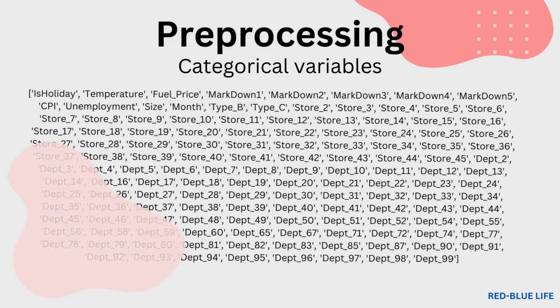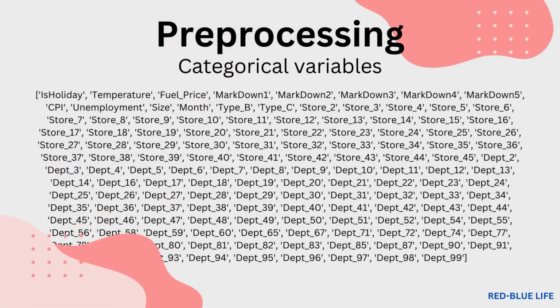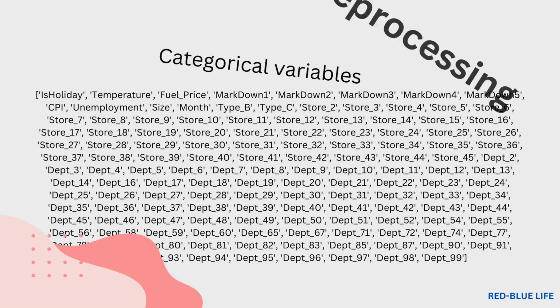In the pre-processing part, we converted the categorical variables type, store and department into binary variables. The type column got converted into type B and type C columns. The store and department columns also got converted into multiple columns. For example, for the store we have columns from store 2 to store 45.